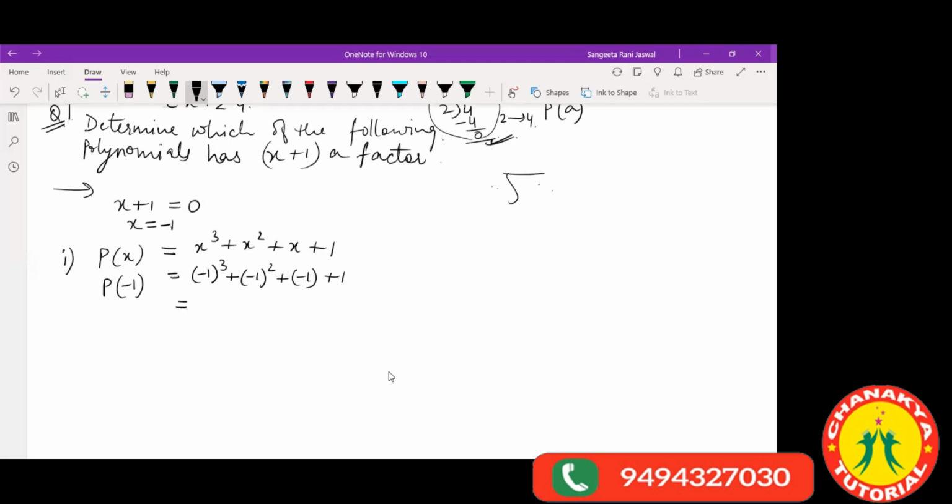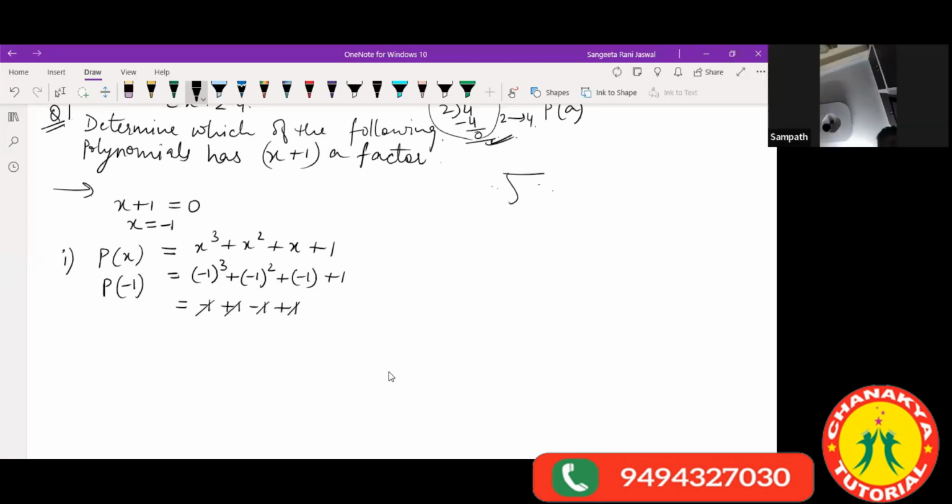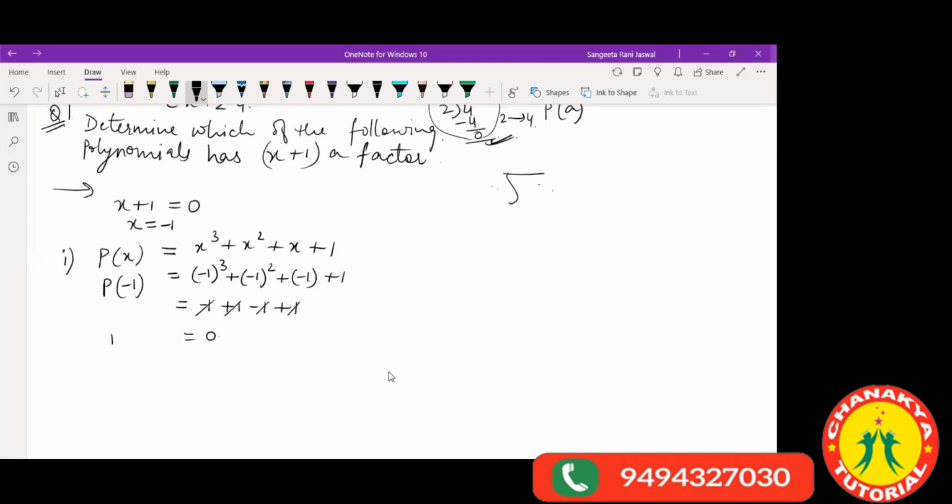So minus 1 cube is minus 1 only. Minus 1 square is plus 1. Then I have minus 1, then plus 1. So what do I have? Minus 1 cancels, 0. Minus 1 cancels. So that means 0. So I can say that minus 1 is a 0 of this polynomial, and hence I can say that x plus 1 is a factor of this polynomial.